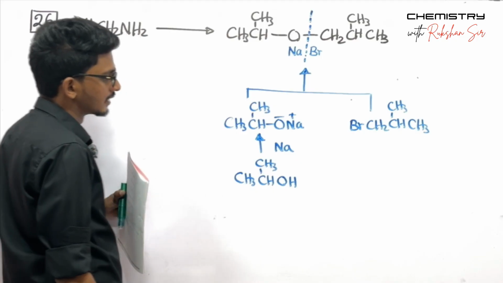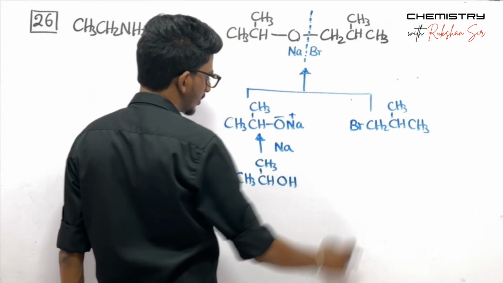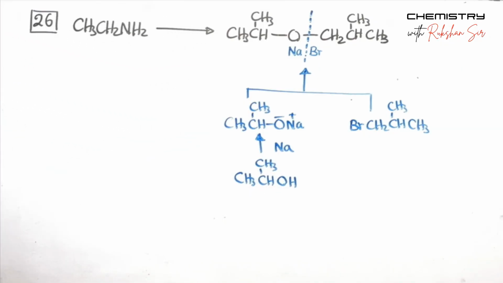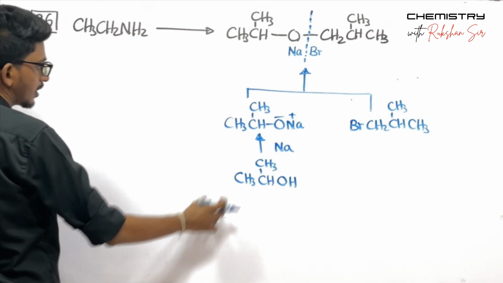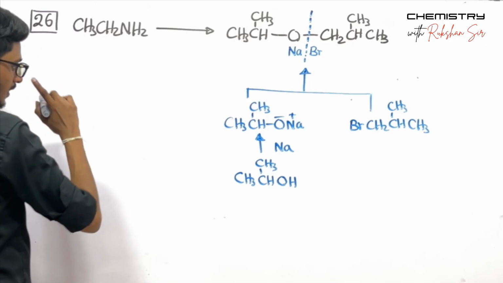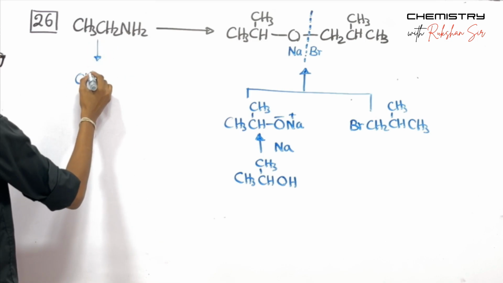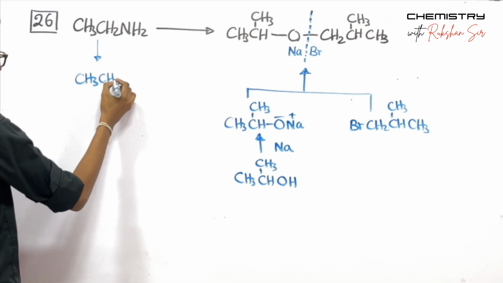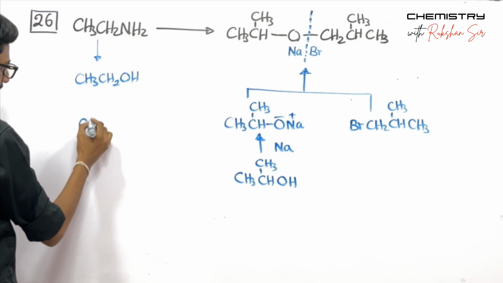Alright. Then our task is to come up with this 3-carbon compound and this 4-carbon compound. So starting with a 2-carbon compound, you need 2 carbons here and 3 carbons here. We need to come up with a cyanide. Cyanide can be introduced by alkyl halide. First of all, you need to bring some alkyl halide, right?